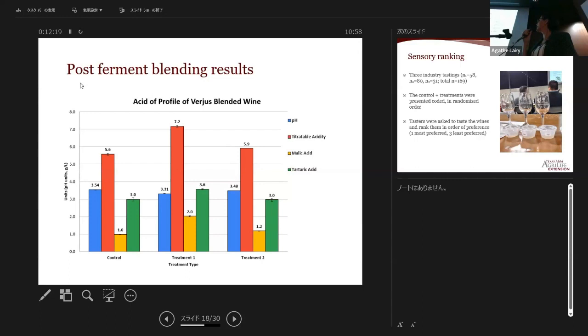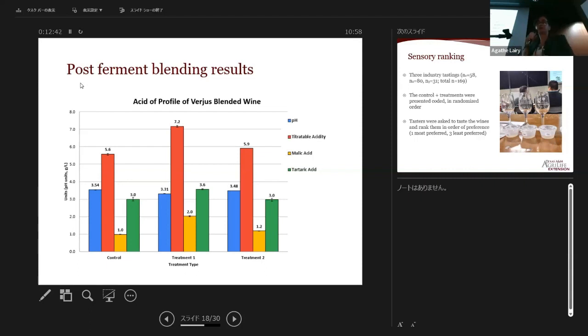Titratable acidity, same pattern, the highest being in treatment one, which had the biggest addition of verjus and the highest pH drop. So that was our chemistry. So basically what our chemistry told us is, yes, you can lower the pH of the wine by adding green grape juice, which logically makes sense. It worked. It was stable post-fermentation.